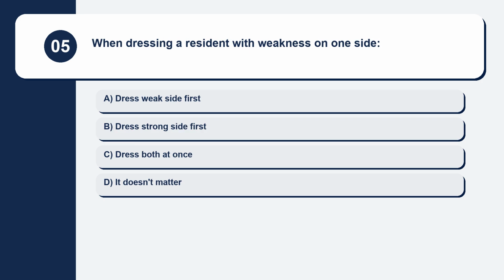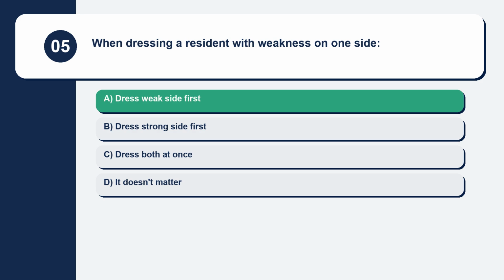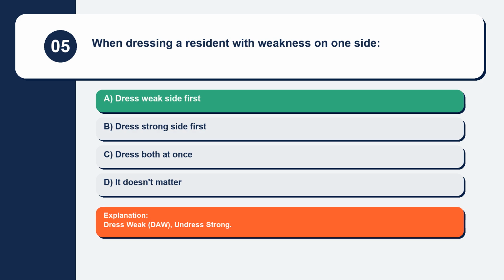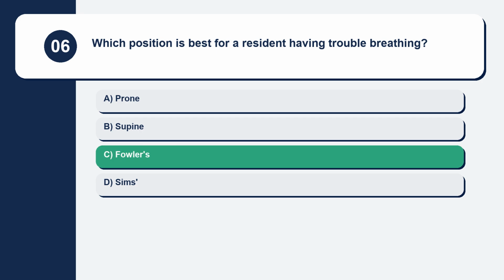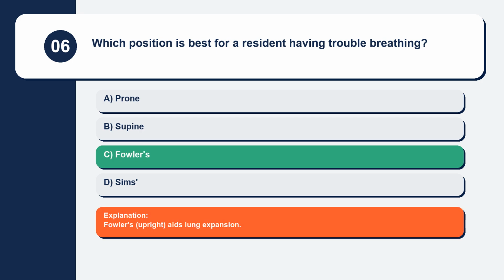Question 5. When dressing a resident with weakness on one side, dress weak side first, dress strong side first, dress both at once. It doesn't matter. Dress weak, then dress strong. Question 6. Which position is best for a resident having trouble breathing? Prone, supine, Fowler's, Sims. Fowler's, upright, aids lung expansion.